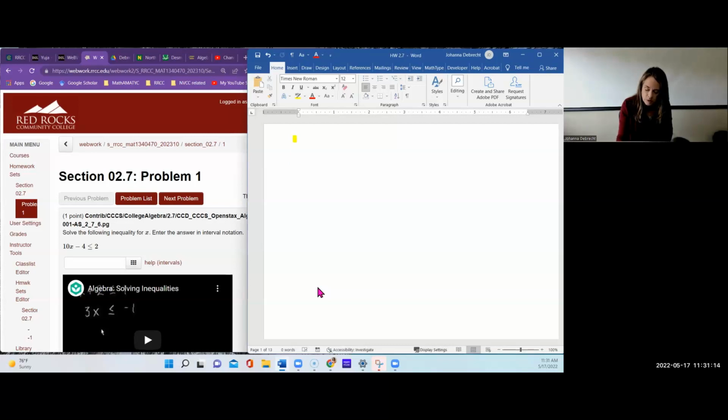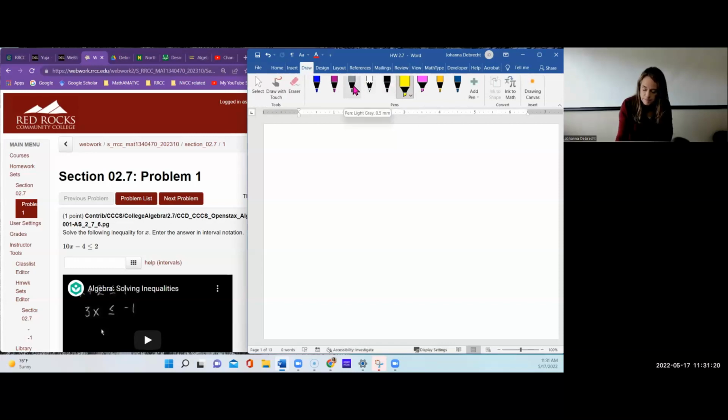Oops, I've got the wrong pen picked out. Let's go, oh, for fun, let's go with black. On problem number 1, we're looking at 10x minus 4, less than or equal to 2, not greater than. Now, this symbol that you see right here, that's the less than or equal to.